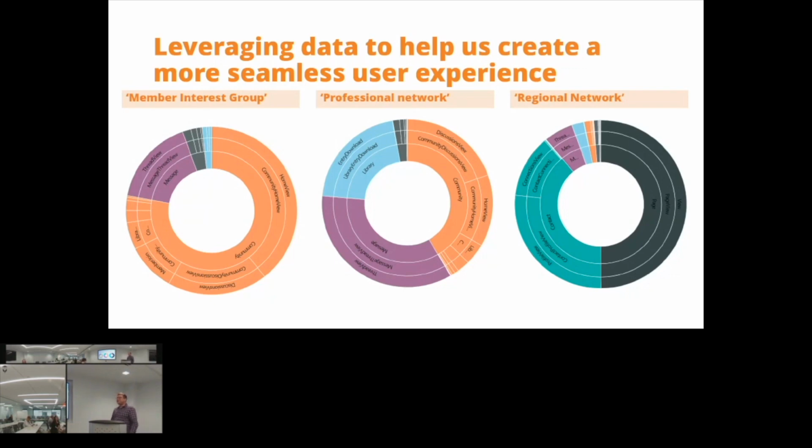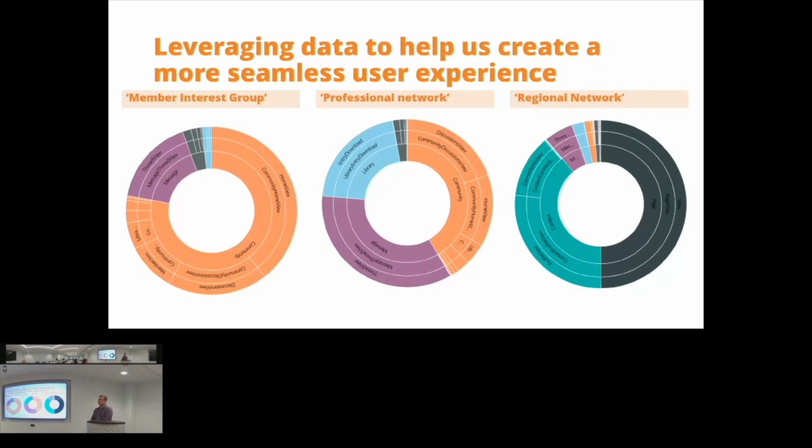So how do I fine-tune each community to the type of experience my members want in that community? These are really interesting visualizations. The different colors show me the different type of activities that people in that community are doing. And the top labels the different type of community. So I've got member interest groups. These are topical-based groups. I've got professional networking groups, right? These are areas where they're supposed to chat.